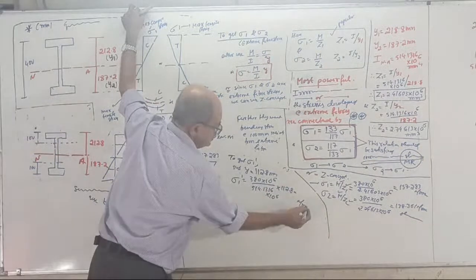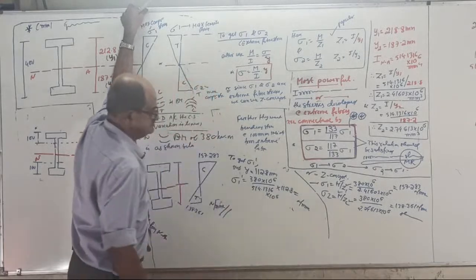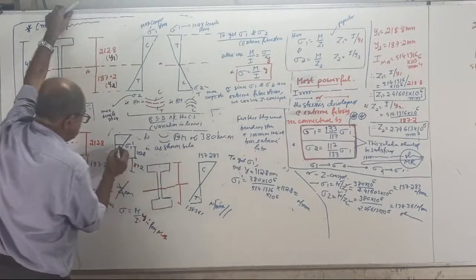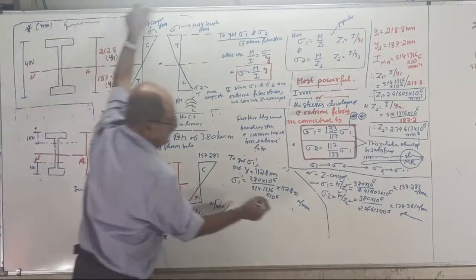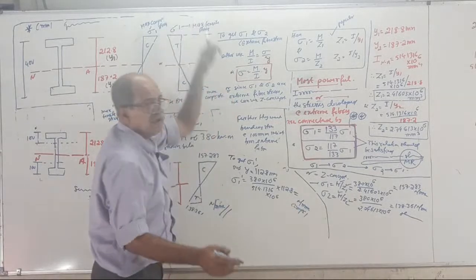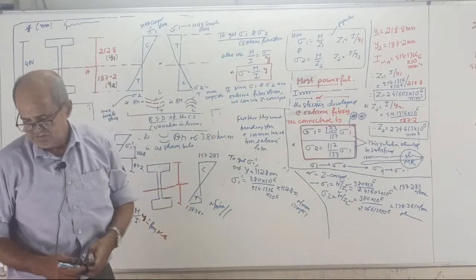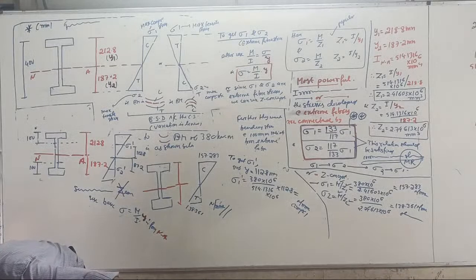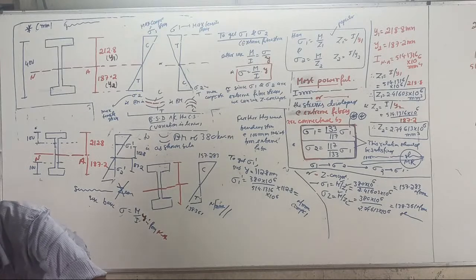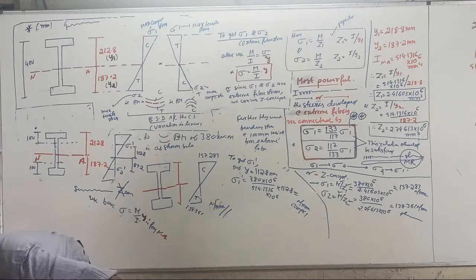Tell the answer. It comes in Newton per mm square, and since it is in the compression zone, it is compressive. Why? Because it is in the compression zone. Answer. M by I into y. You can't use M by Z. Z you use only for the extreme fiber.